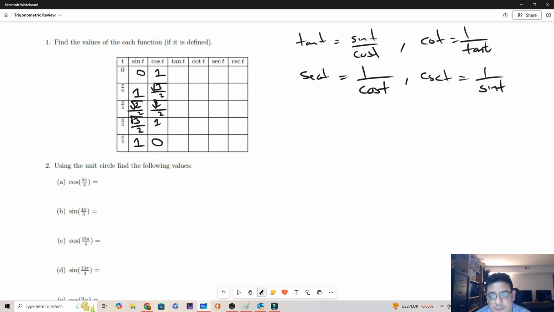So now we have that tangent of 0 is sine over cosine, so sine of 0 is going to be 0, so tangent of 0 is 0 as well. Cotangent, of course, is not going to exist, so it does not exist. Secant is 1 over cosine, so that's going to be 1, and cosecant does not exist either.